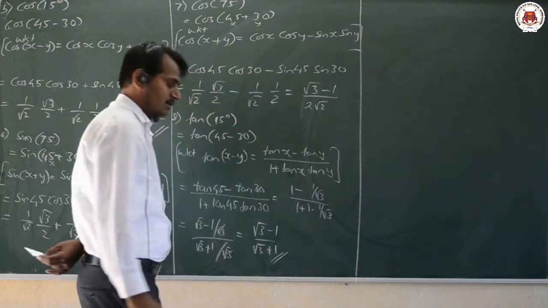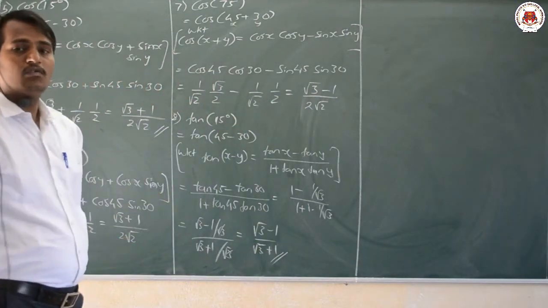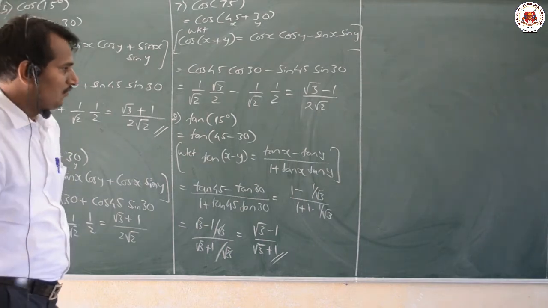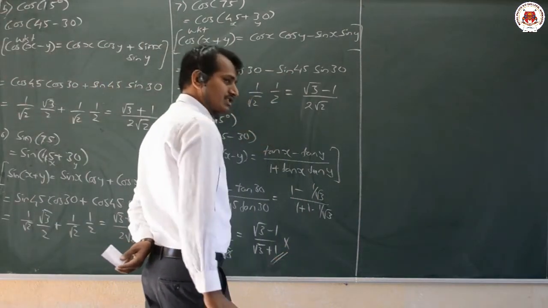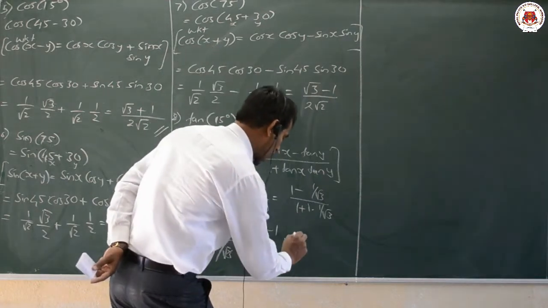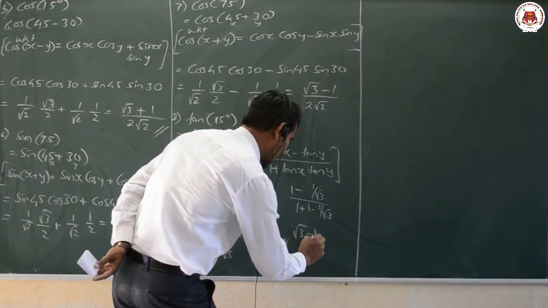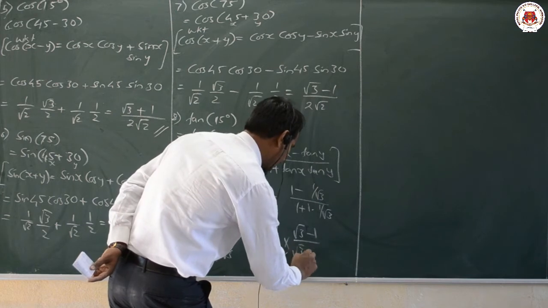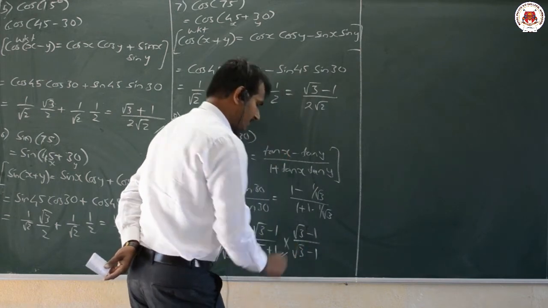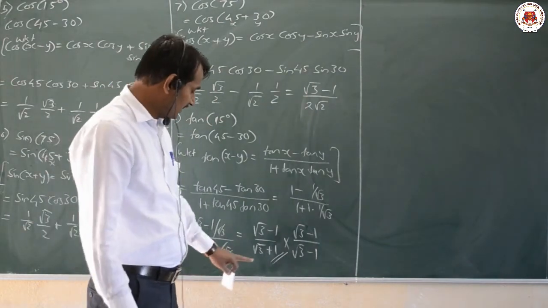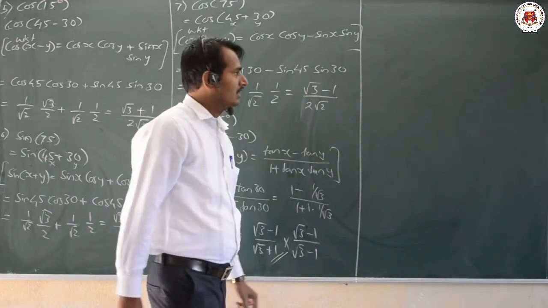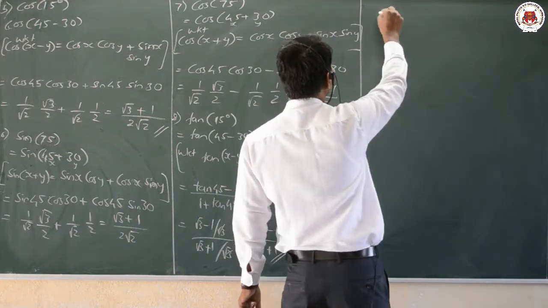Either this is the answer, or you can move on to one more extra step. What is that step that we shall observe? We will make use of rationalization. Rationalization means multiplying and dividing by root 3 minus 1. Now here we can observe a minus b whole square, a plus b, a minus b. That particular formula I will make use.